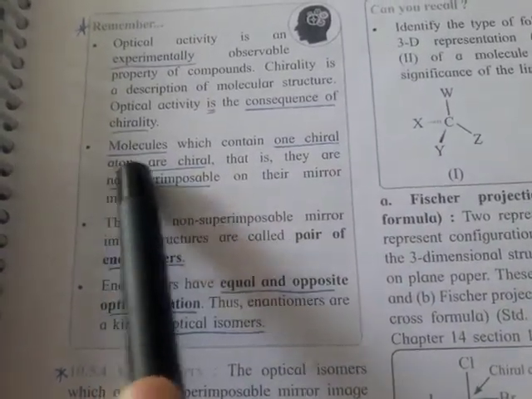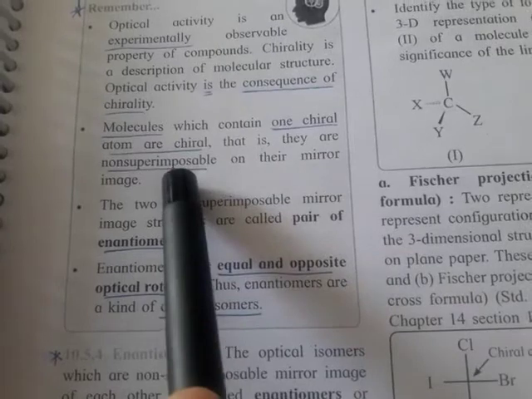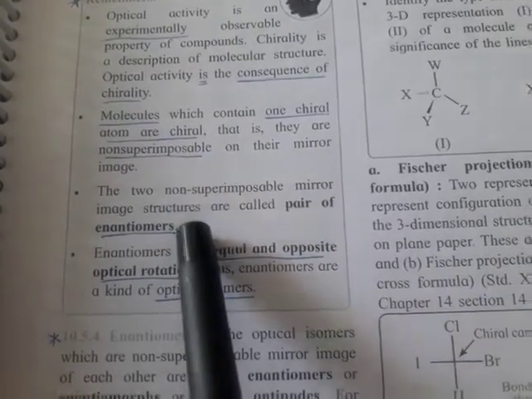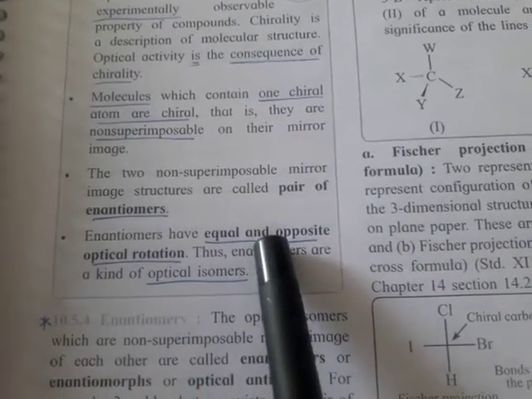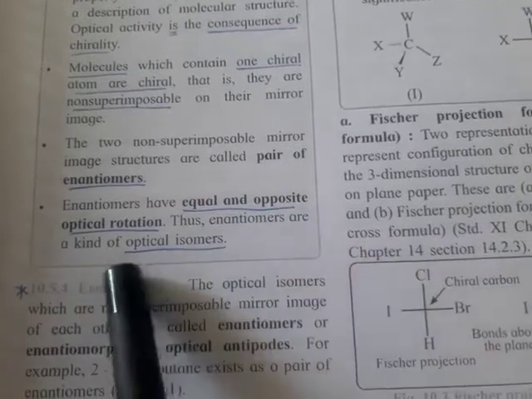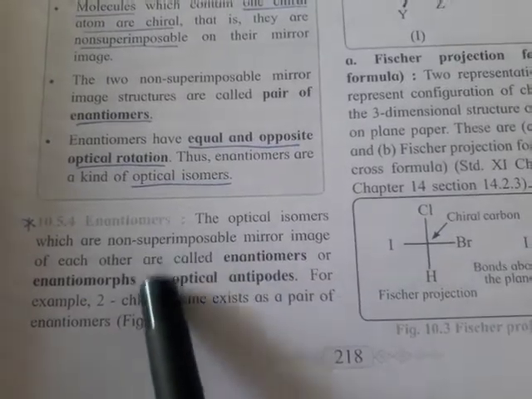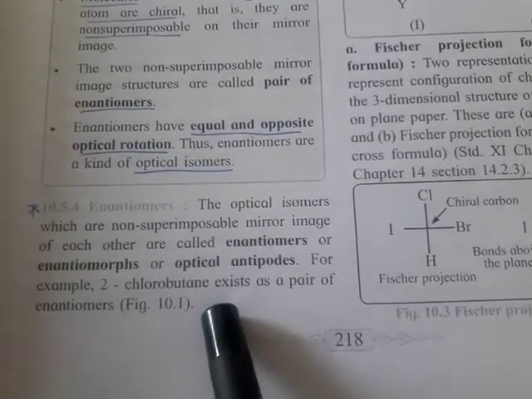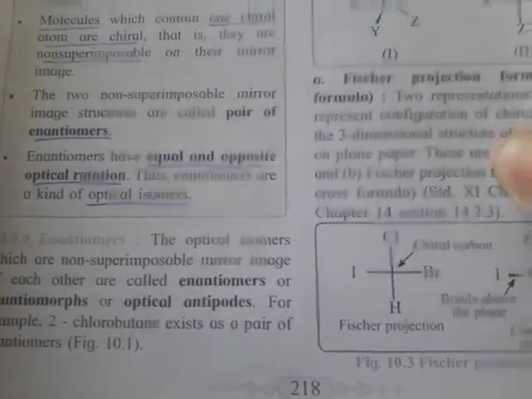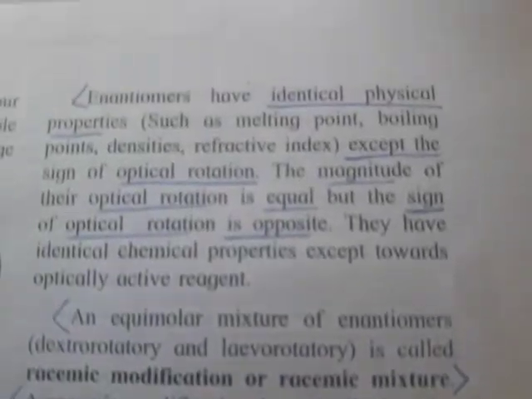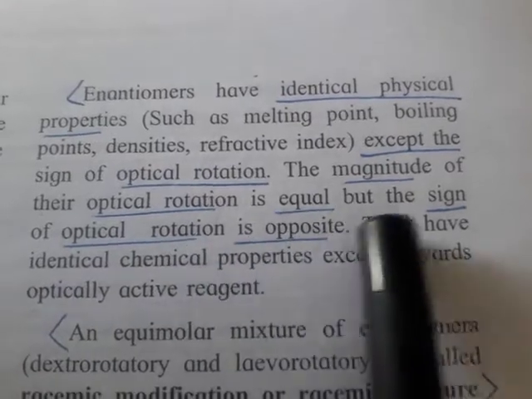Second point given: molecules which contain one chiral atom are chiral and they have non-superimposable mirror images. Two non-superimposable mirror images are called a pair of enantiomers, and they have equal and opposite optical rotation, and these two are called optical isomers. So enantiomers, as I just explained, the D and L pair is nothing but a pair of enantiomers. They have identical physical properties except optical rotation, meaning the angle of rotation is different.